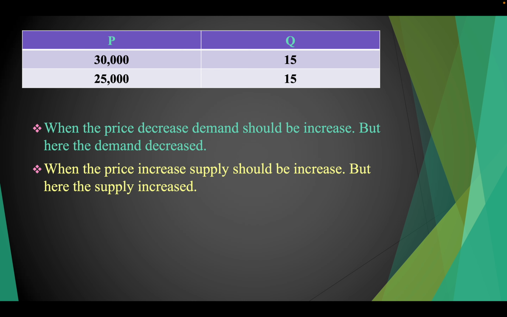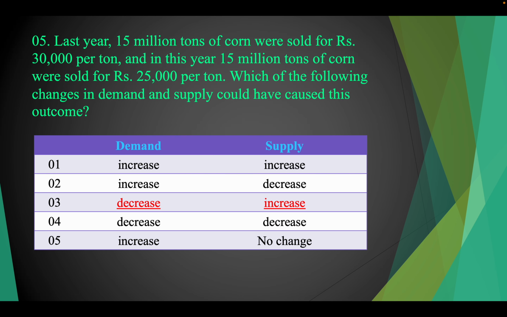And children, there is a positive relationship between price and quantity supplied. That is the law of supply. When the price increases, the quantity should increase, and when the price decreases, the quantity should decrease. That is the positive relationship. Here you can see when the price decreases from 30,000 to 25,000, the quantity should decrease. That means it should be at least 15 to 14. But here you can see it is 15. That means it is a supply increase. That is why the demand decreases and the supply increases.